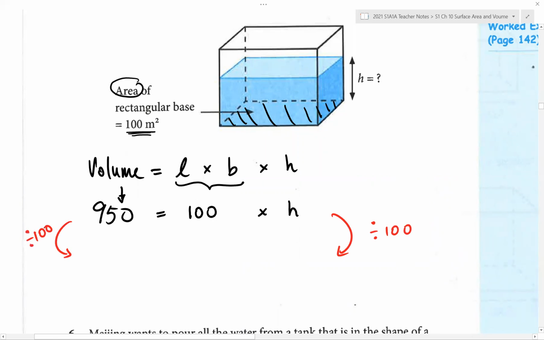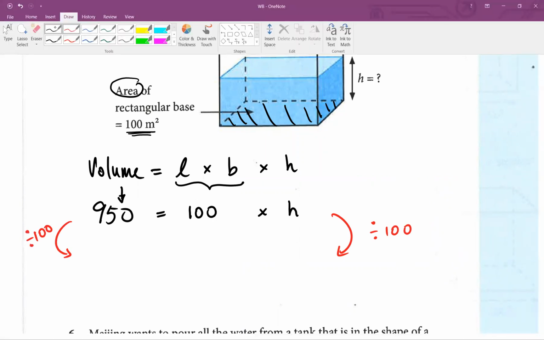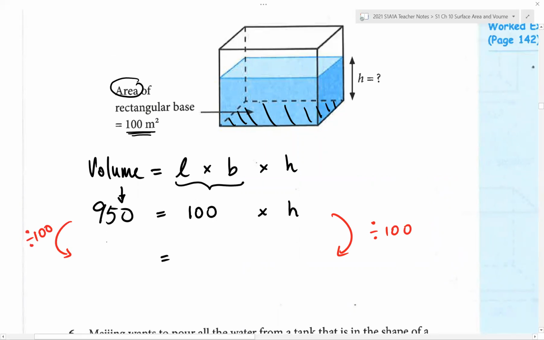So she remembered her algebra. And when we do so, thank you very much, we can go back already. We get 9.5. That is our value of H. So swap it around. All right, H equals 9.5 meters. So by doing so, you can check your answer.